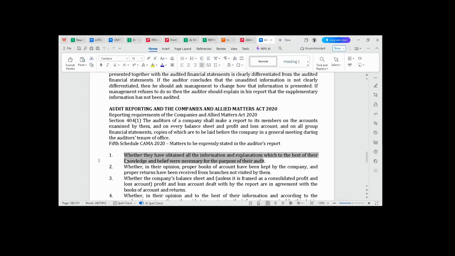Can be relied upon. Number two, whether in their opinion, proper books of account have been kept by the company and proper returns have been received from branches not visited by them. Now, when auditors go to audit a client's office, they don't audit all the branches. For instance, you want to go and audit a bank like Union Bank now, for instance. If you use 2 years, you cannot audit all the branches of Union Bank we have.